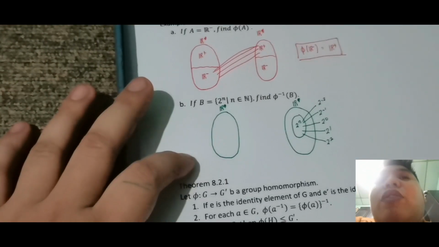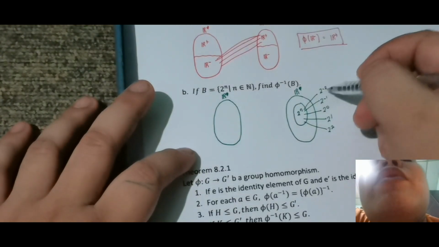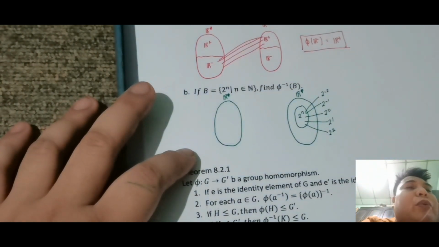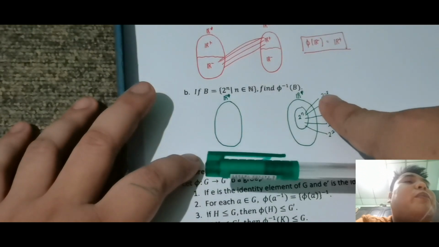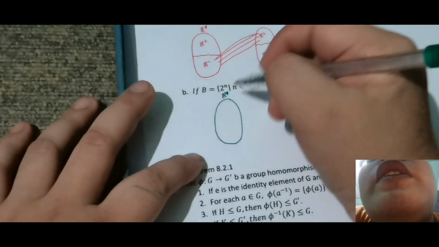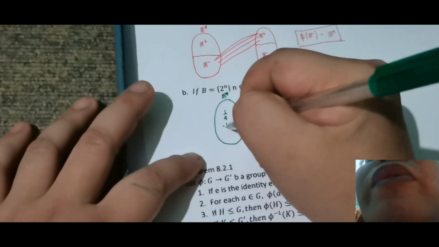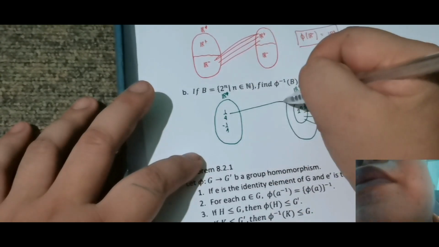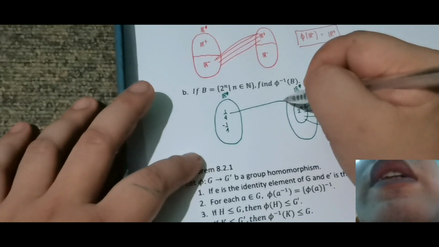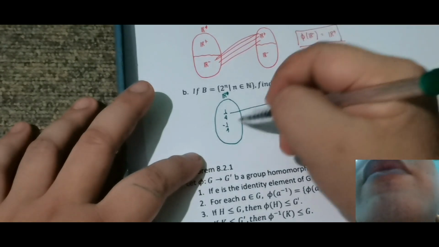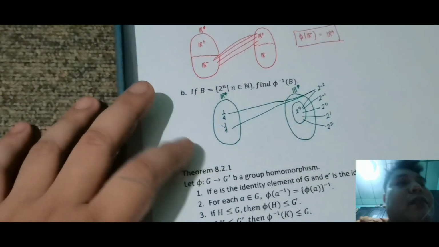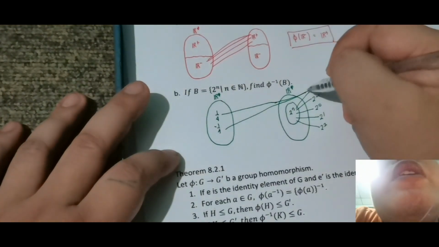So, kung napapansin mo dito, ang mga pumasok sa kanya, sino yung pumasok kay 1/4? Ang pumasok kay 1/4, so, ito si 1/4, no? Ang pumasok kay 1/4 is si 1/4. So, kasi negative 1/4. Silang dalawa pumasok doon. Pumasok sila kay 2 raised to negative 1/2. Okay? So, napansin mo, lahat sila nagmap dito, papunta doon.